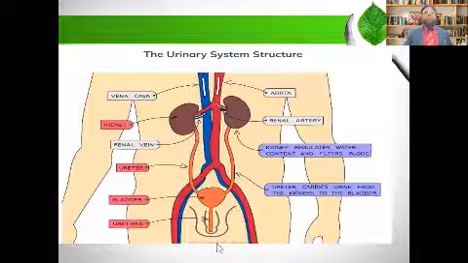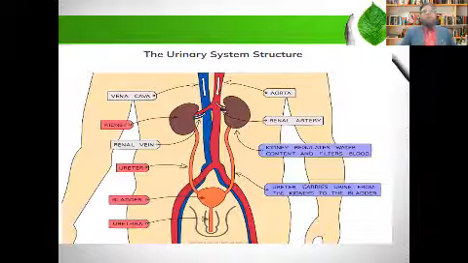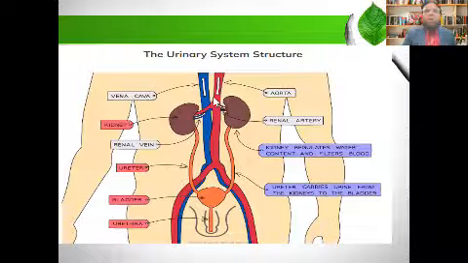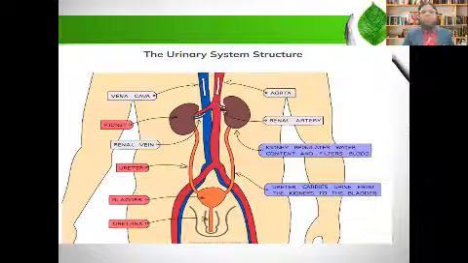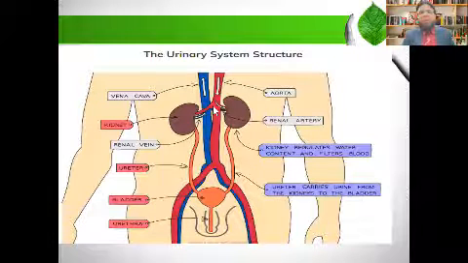Now see here, there is a structure of the urinary system. In the urinary system, you can see that there is a pair of kidneys. You can see the bean-shaped kidneys, and the renal artery enters the kidney. This renal artery has blood which is full of oxygen, but it also has urea and some excess minerals.